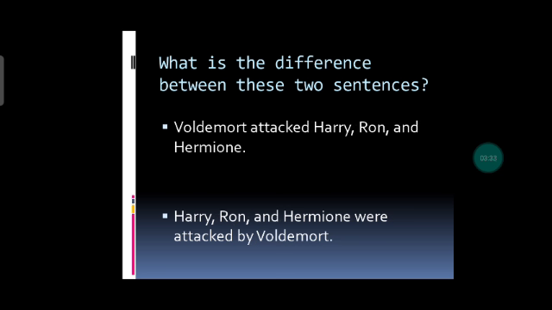Look at these two sentences. Voldemort attacked Harry, Ron, and Hermione. The second sentence: Harry, Ron, and Hermione were attacked by Voldemort. So here, the first sentence is, stop the video and answer. Very good. It's active. Why? Because it begins with the subject, the doer of the action. The second sentence is passive. Why? Because it begins with the receiver, the object of the sentence.